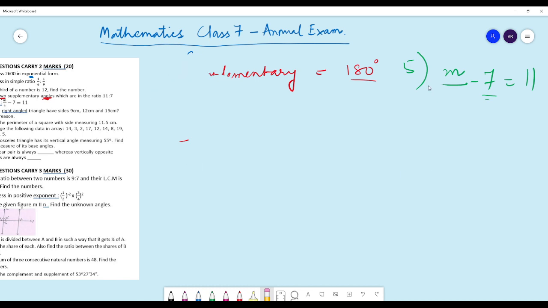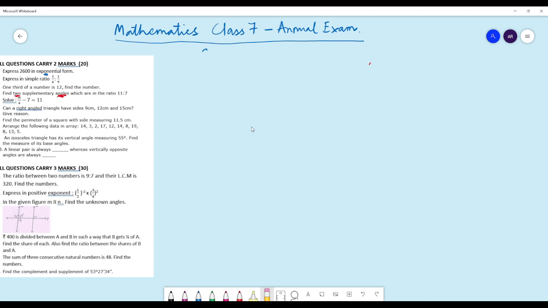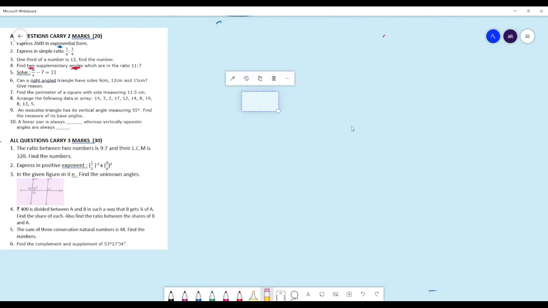So what does the next question say? Next question says, find out the perimeter of a square which has sides that measure 11.5 centimeters. Okay, so let us take that up. Which question number is that? 7. Oh, sorry. This is question number 7. So let us look at question number 7 now.